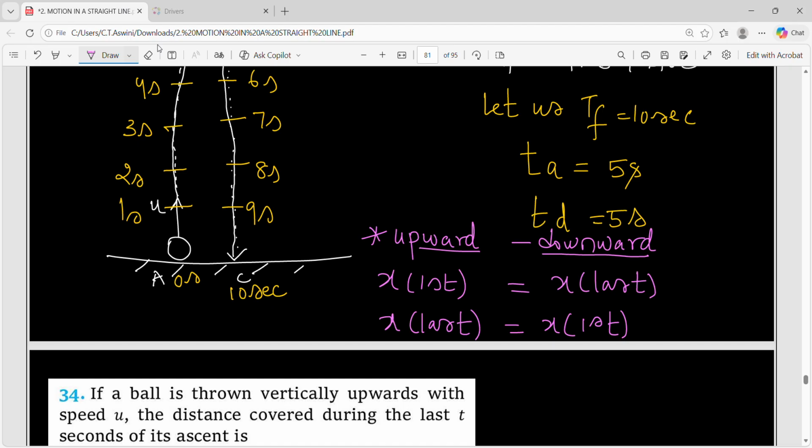Is it only for first and last? No. If you take the distance traveled in the second second in the upward journey, it will be equal to the distance traveled in the ninth second in the downward journey. Similarly, the third second will be equal to the eighth second. Similarly, the fourth second will be equal to the seventh second. So this is what is called symmetry in motion under gravity. I hope you are clear with this.